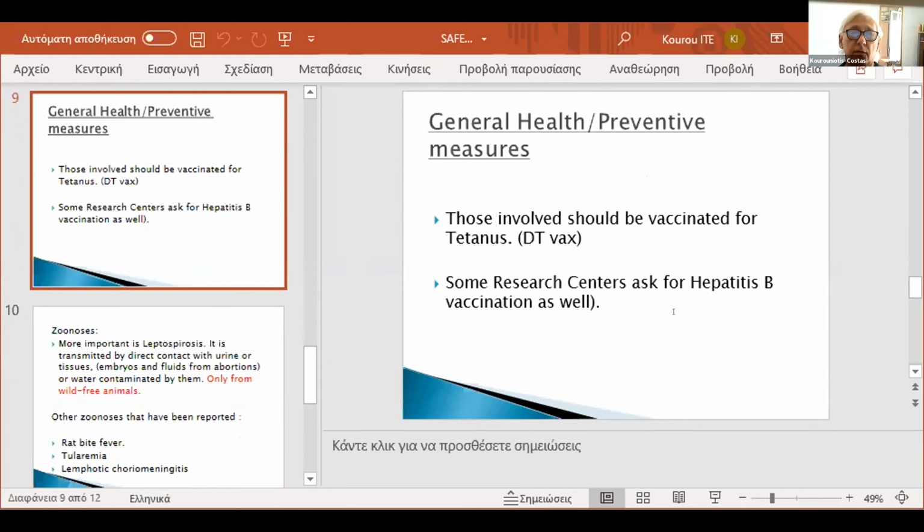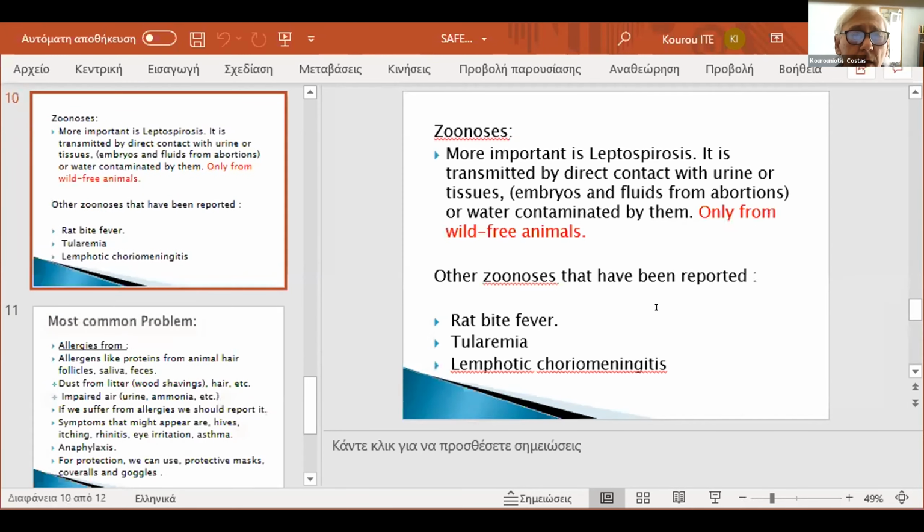Some more general preventive measures. All those that work with animals should be vaccinated for tetanus. A few things about zoonosis. One of the most important when we work with mice is leptospirosis, which is transmitted by direct contact or with urine or other tissues like embryo fluids from abortions, etc., or just water contaminated by them. But you don't have to be worried, because you can get it from wild or free animals.